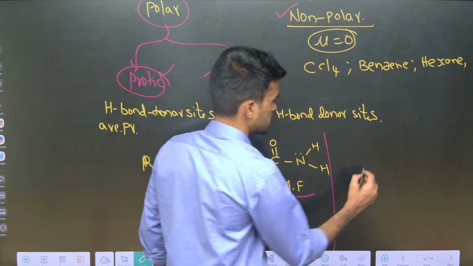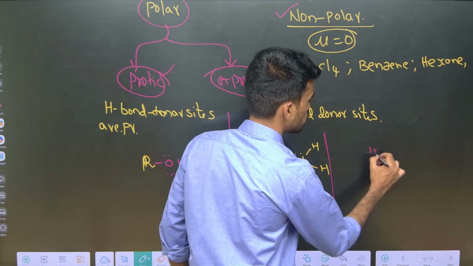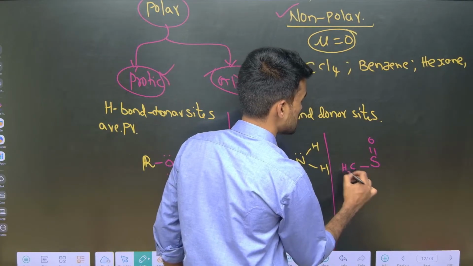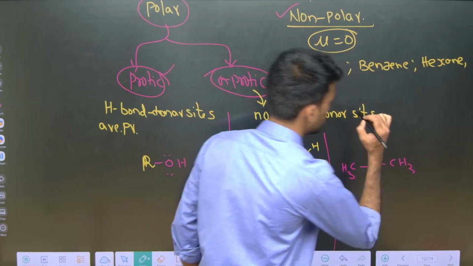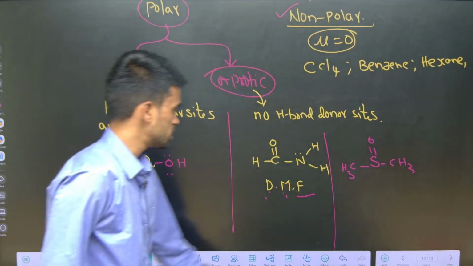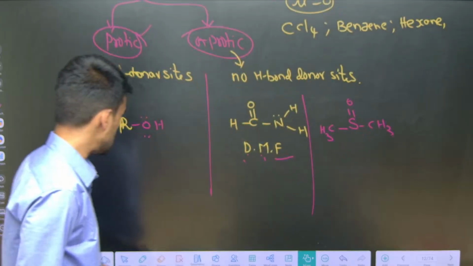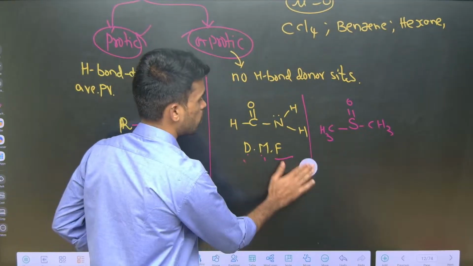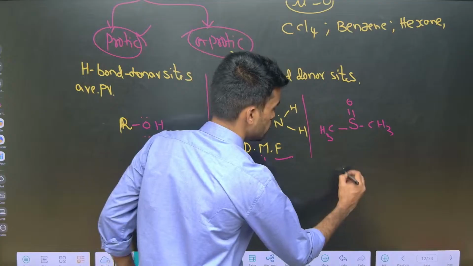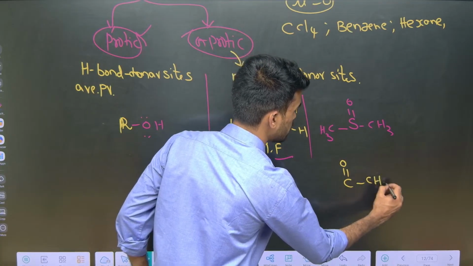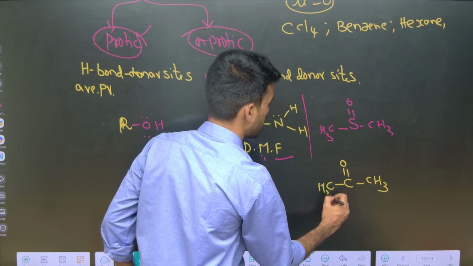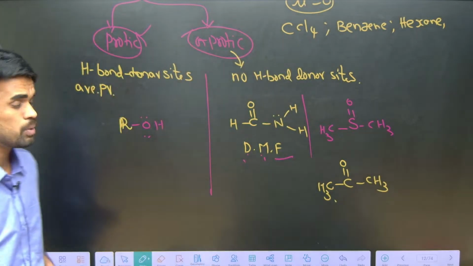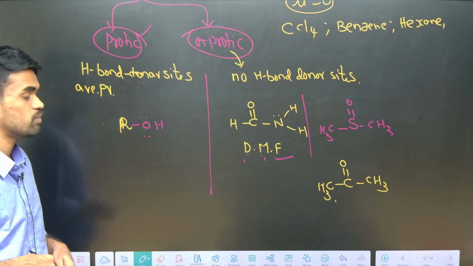Okay, and the next DMSO I am saying now. So this is nothing but dimethyl sulfoxide. So these are some examples you can say. Acetone is the best example for polar aprotic solvent. So you need to understand what is aprotic and protic, and it's a very important factor to be understood when you are talking about the chemical reactions like SN1 and SN2.